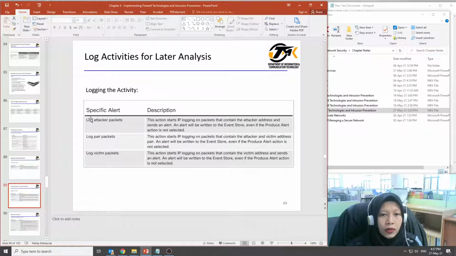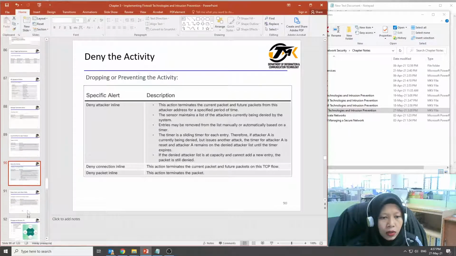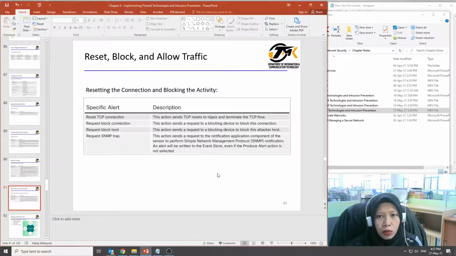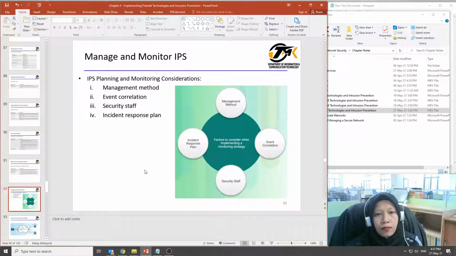Okay. So log activity. Right, so this is the description. This one you can read it yourself. I'm not going to go to this one. This is what they do. So this is the planning consideration. When you want to implement IPS, this is the consideration that you need to have in your network.